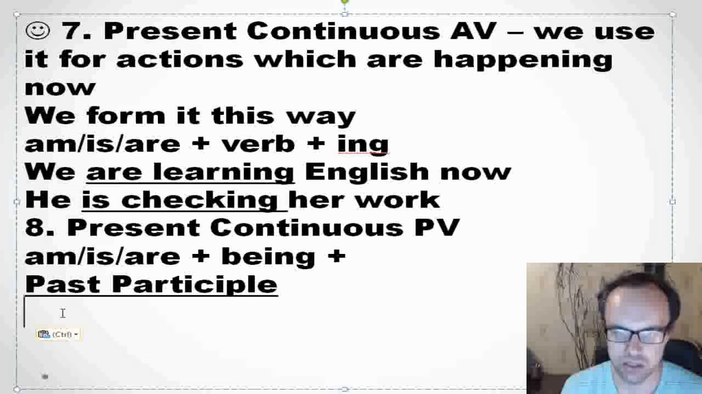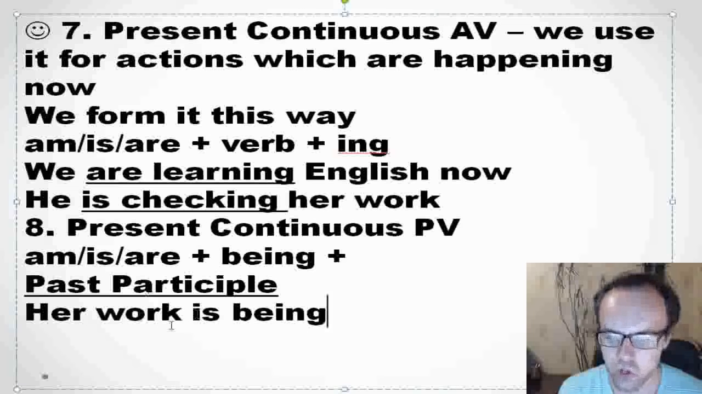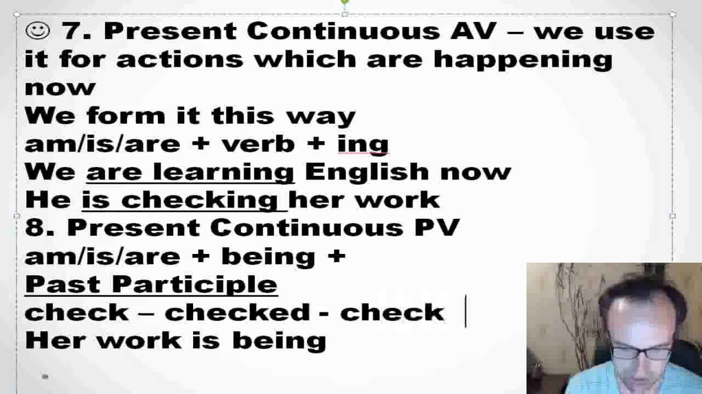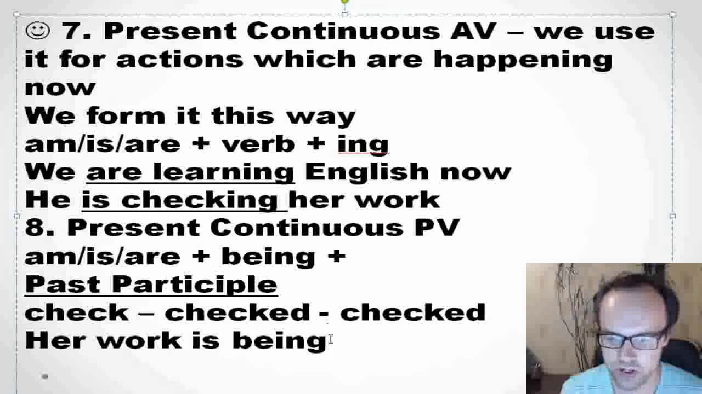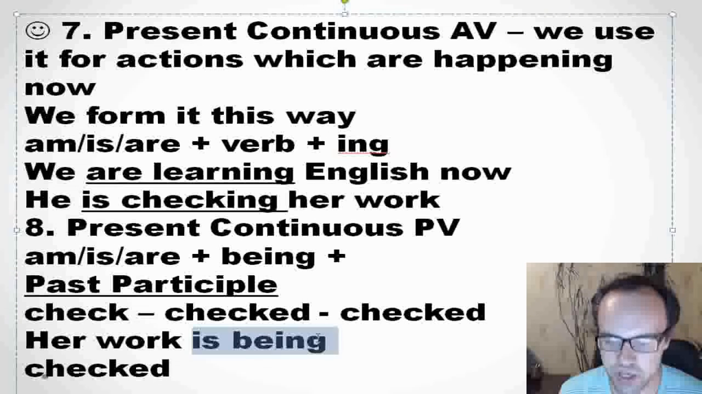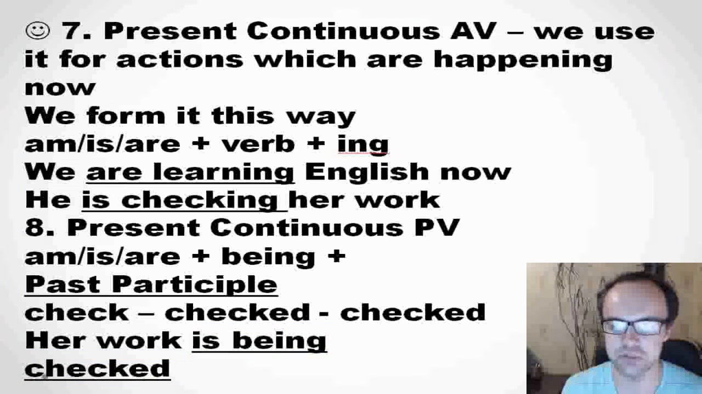So he's checking her work. Let's say it in present continuous passive voice. Her work, it means it. We say it is. So her work is being, and you need past participle. Check, this verb is regular: check, checked, checked. So her work is being checked. Is being and past participle. Her work is being checked. Well done, my congratulations, good.